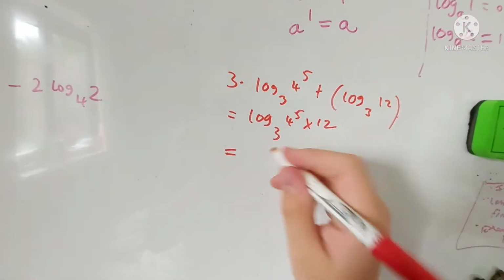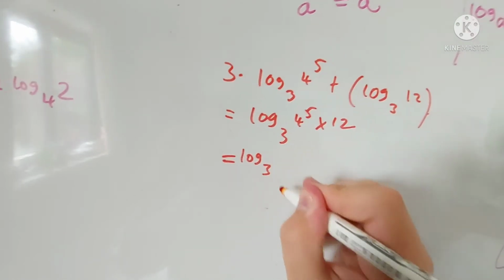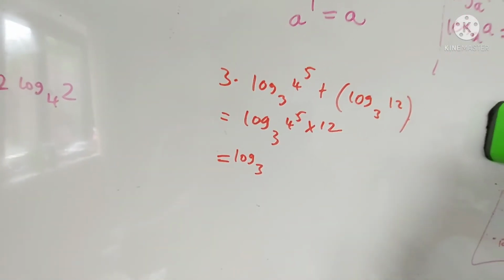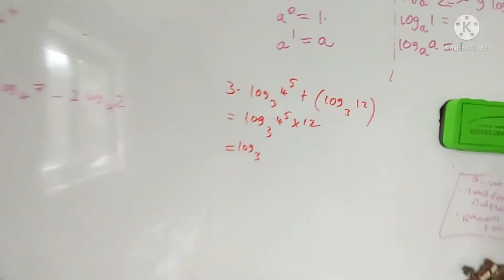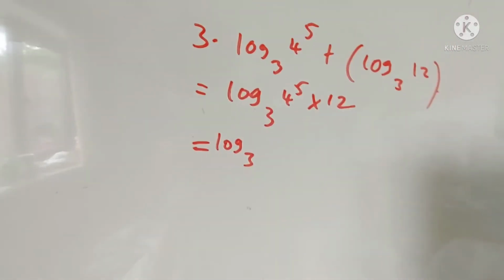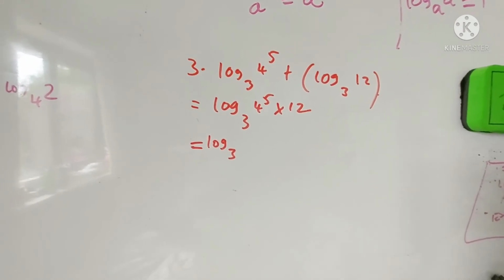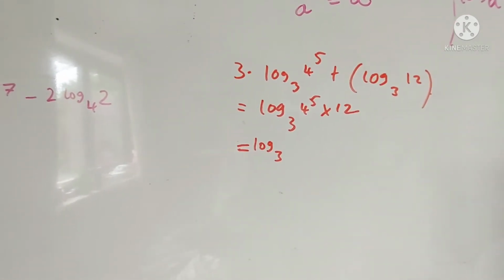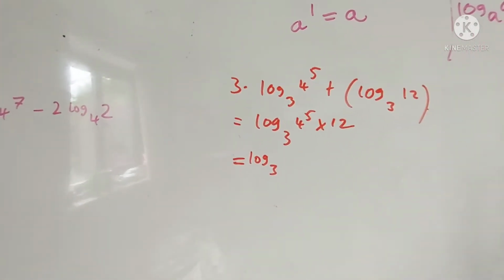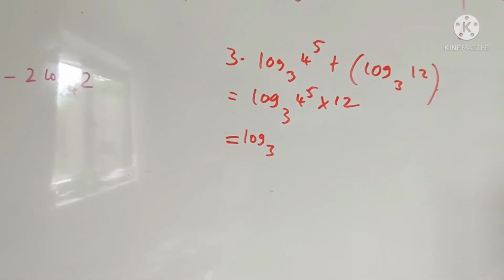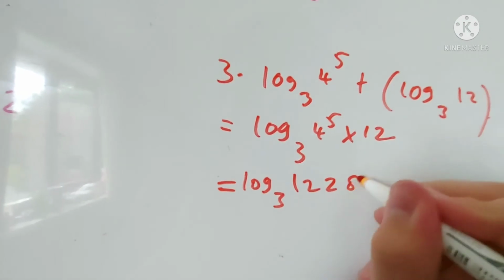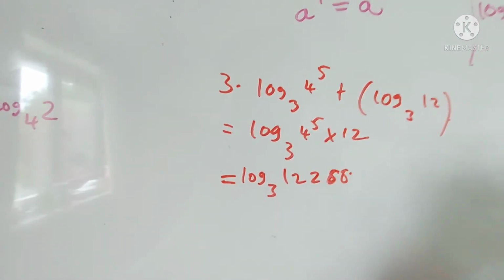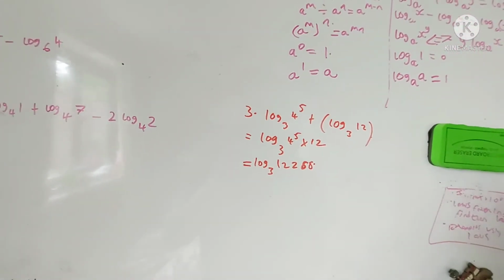And that will give you log, I'm trying to do that in my head, that is 4 to the 5 times. Have a look on the good old Capsule. And that is 12288. So 12288. That's how we do that one.